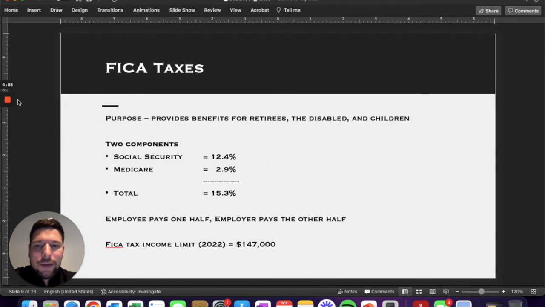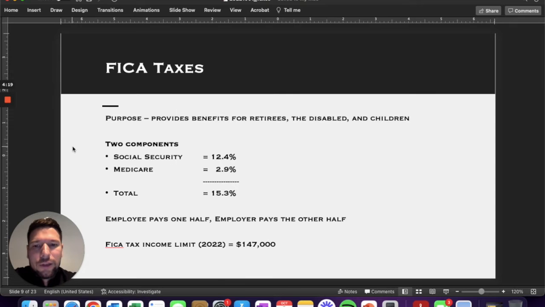And next, we'll talk about the FICA taxes. This just stands for the Federal Insurance Contributions Act. So this is something that you're paying into throughout your career, whether you're employed or self-employed. And this is meant to fund benefits such as retirement income for retirees, as well as medical insurance throughout retirement, the disabled, and then also for children. And there's really two components that make this up. There's Social Security, that is 12.4% of your income, and then Medicare is 2.9%, totaling 15.3% total. So a pretty significant tax.